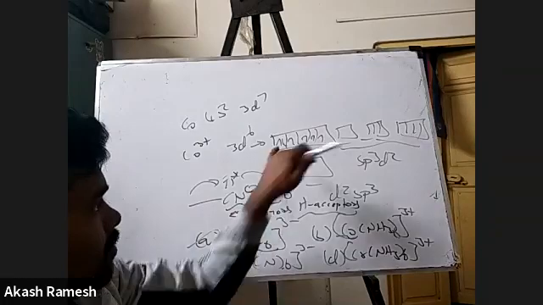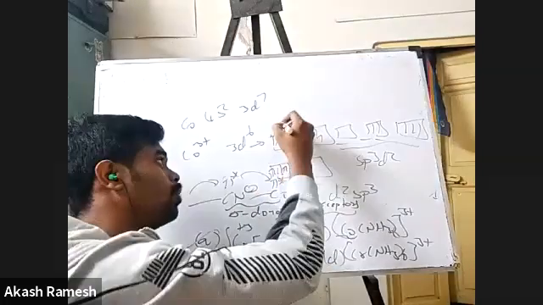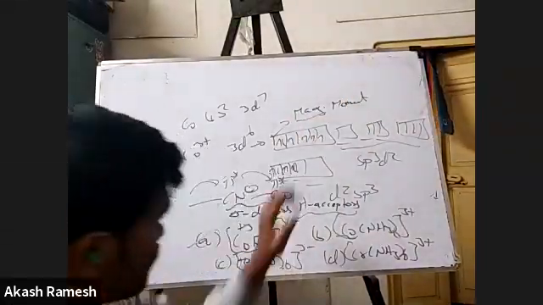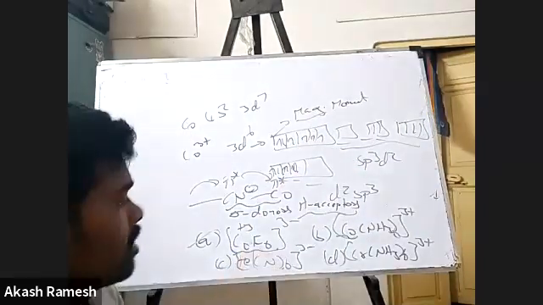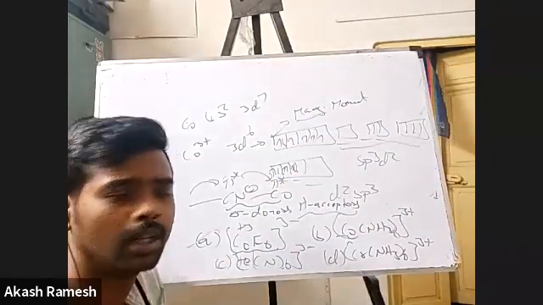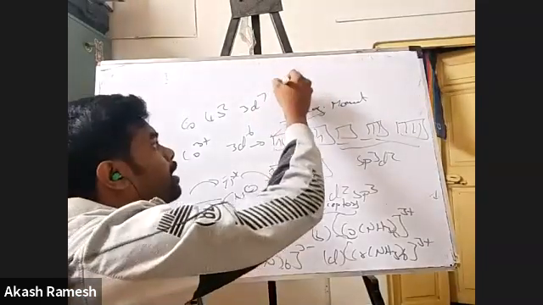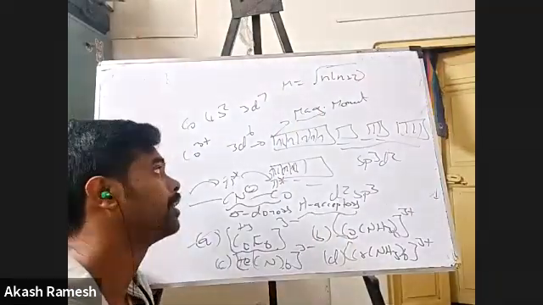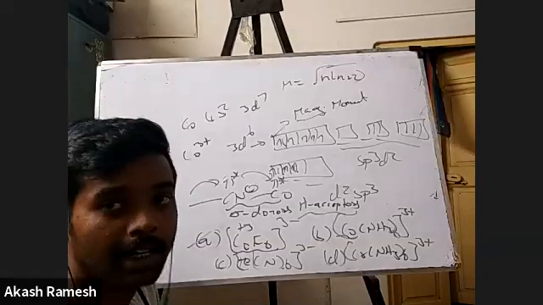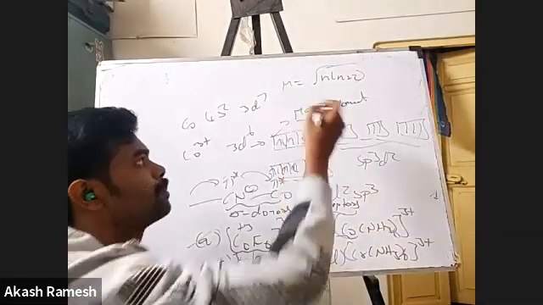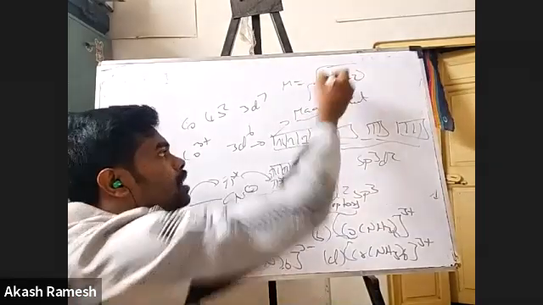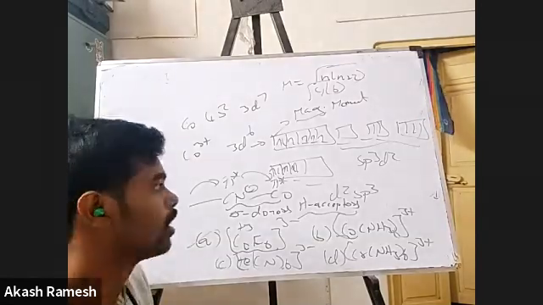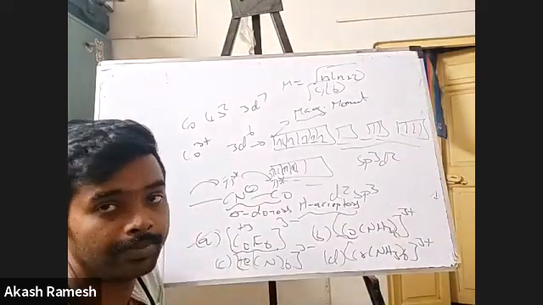So what I was telling is, if I ask you to find the magnetic moment of this complex CoF6, what will you do? The formula is magnetic moment equals root of n into n plus 2, where n is the number of unpaired electrons. In this case, you will find 4 unpaired electrons. You put 4 into 4 plus 2, which is 24. Root of 24 is 4.9. Like this, you should be finding it.